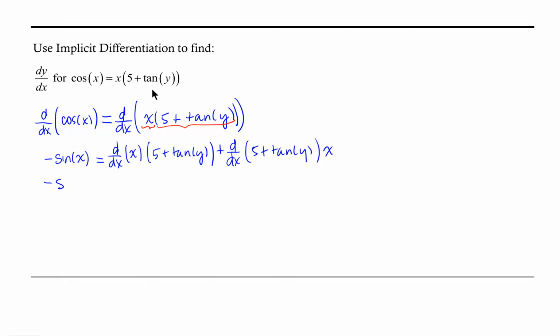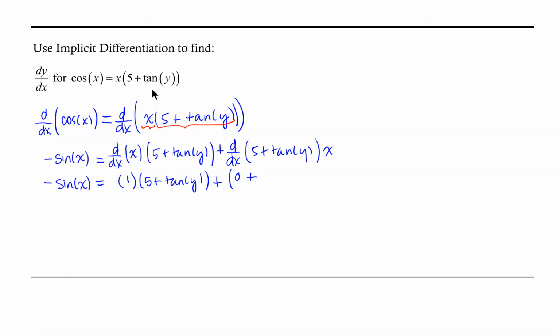So we have negative sine of x equals, now the derivative of x is 1, times 5 plus tangent of y, plus the derivative with respect to x of 5 plus tangent of y. Well, the derivative of 5 is a constant, so that derivative is 0. You can write it or not. Plus, now the derivative of tangent of y.